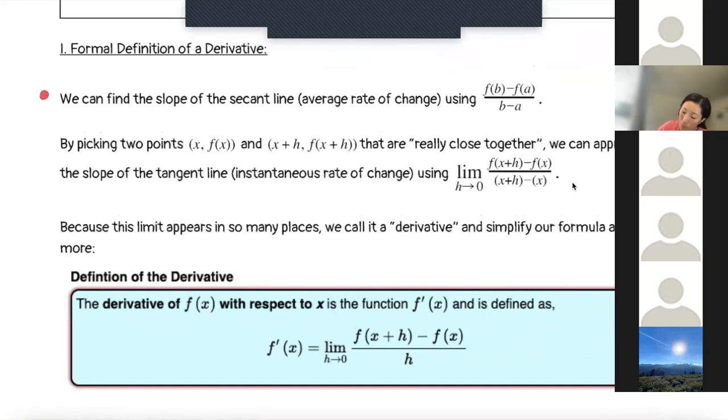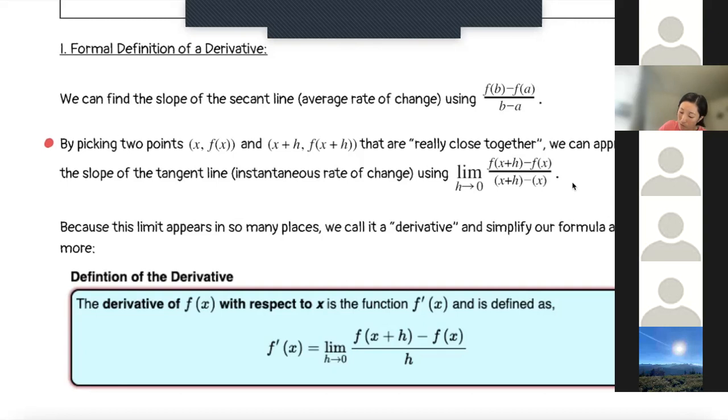So we can find the slope of a secant line. All right, so secant line, also known as that average rate of change, using our f of b minus f of a over b minus a. Okay, so that's something that we did in the beginning of 3.1.